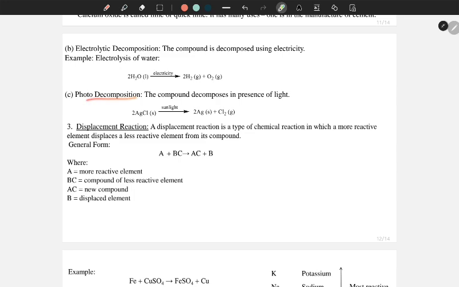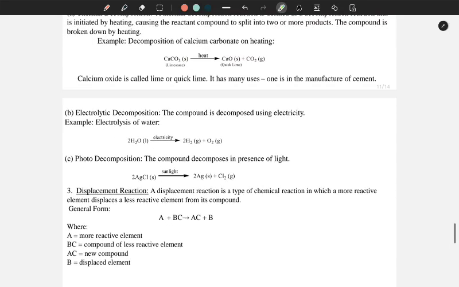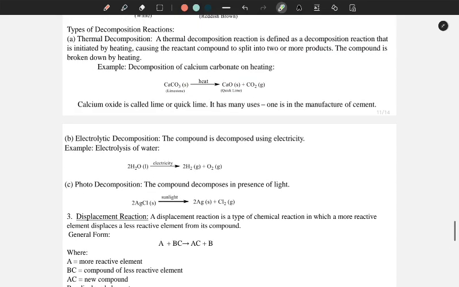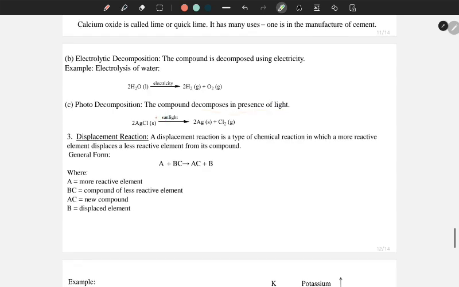Now let's come to the photo decomposition part. Photo decomposition means when we apply light to it and it splits into two or more products. The compound decomposes in the presence of light. Here, we take silver chloride in sunlight, then it gets converted to silver and chlorine. So this is an example of photo decomposition reaction.